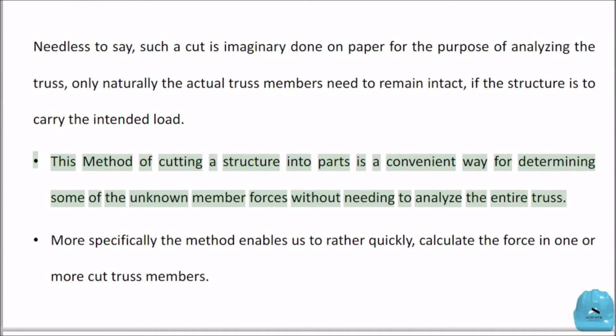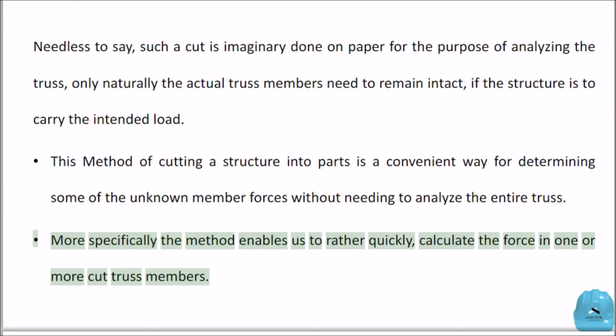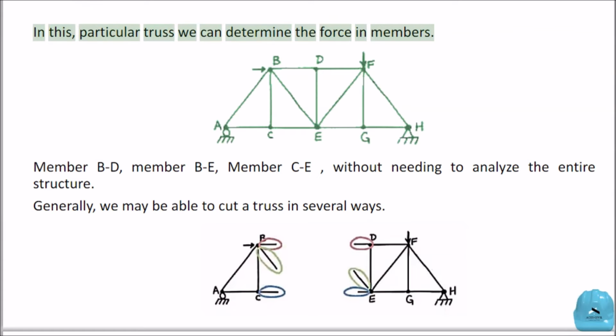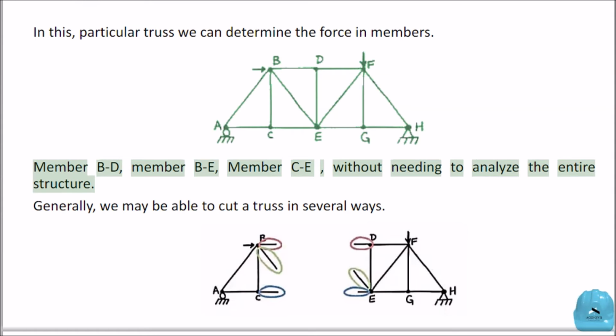This method of cutting a structure into parts is a convenient way for determining some of the unknown member forces without needing to analyze the entire truss. More specifically, the method enables us to rather quickly calculate the force in one or more cut truss members. In this particular truss, we can determine the force in member BD, member BE, member CE, without needing to analyze the entire structure.